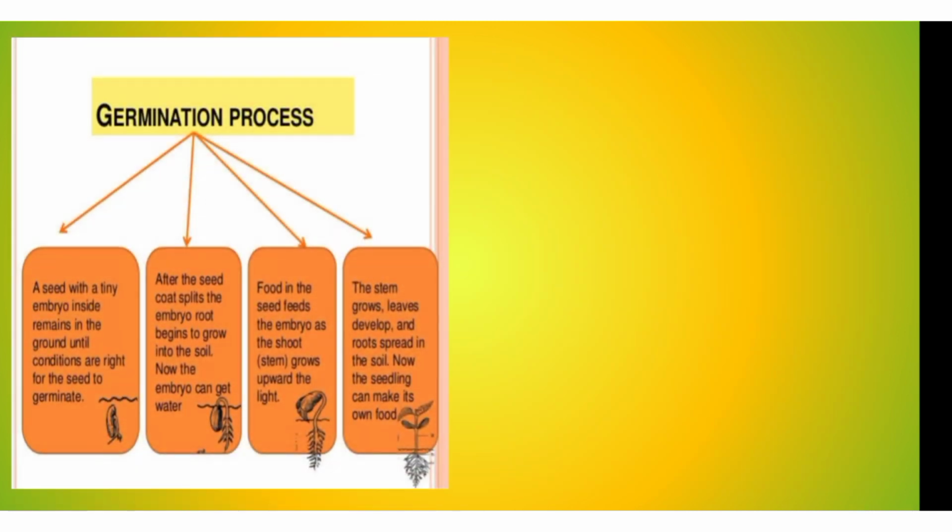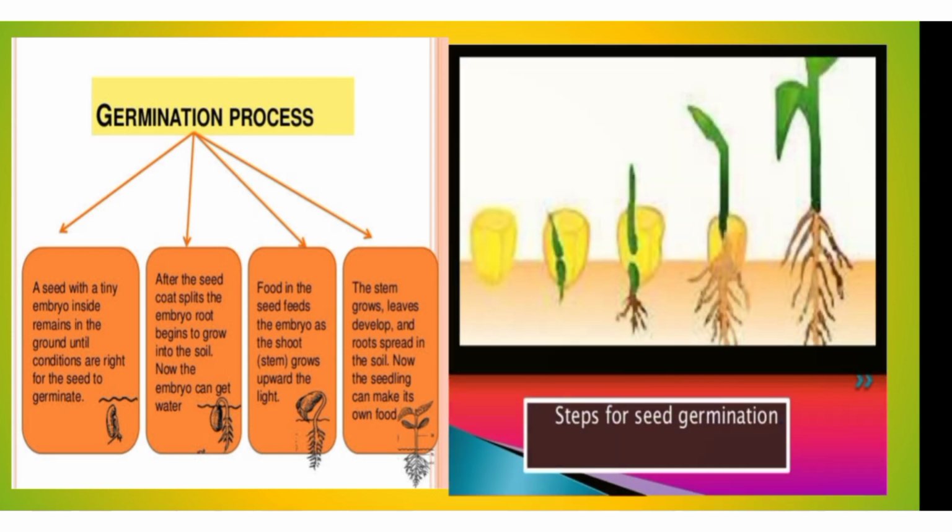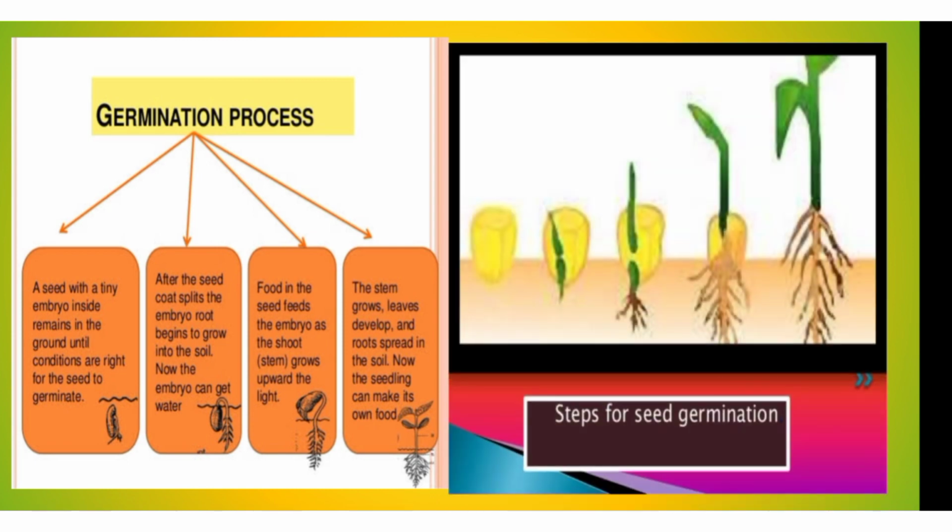So for the germination process, we have a seed with a tiny embryo inside that remains in the ground until conditions are right for the seed to germinate. After the seed coat splits, the embryo root begins to grow into the soil. Now the embryo can get water. Food in the seed feeds the embryo as the shoots or the stems grow upward toward the light. So the stem grows, leaves develop, and roots spread in the soil. And now the seedling can make its own food. So that's the process of germination, the steps for seed germination.